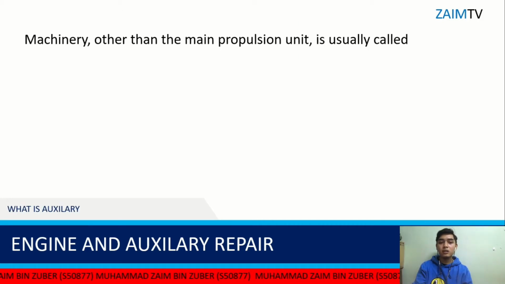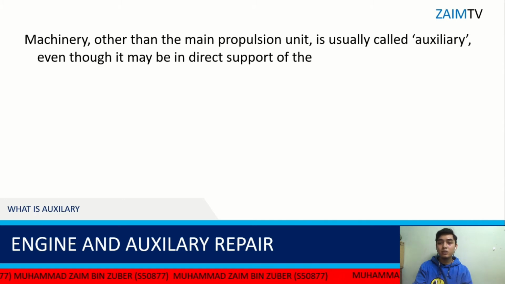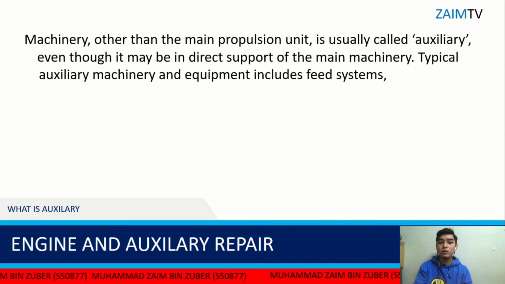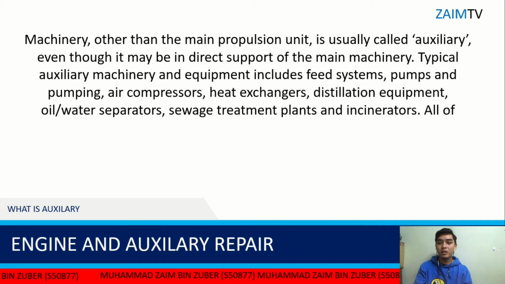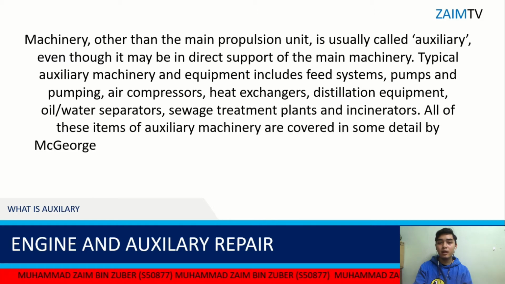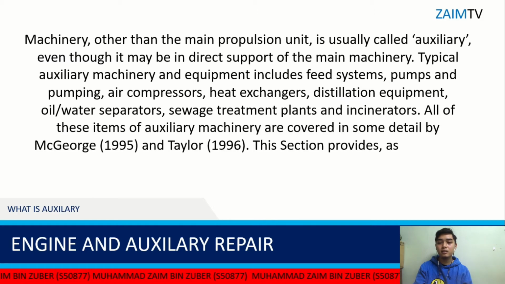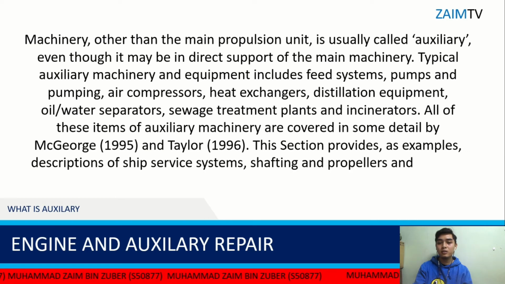What is auxiliary? Machinery other than the main propulsion unit is usually called auxiliary, even though it may be in direct support of the main machinery. Typical auxiliary machinery and equipment include feed system, pump and pumping, air compressors, heat exchangers, distillation equipment, oil or water separators, sewage treatment plants, and incinerators. All of these items of auxiliary machinery are covered in some detail by McGeorge in 1995 and Taylor in 1996. This section provides as example description of ship service system, shafting and propellers, and steering gears.